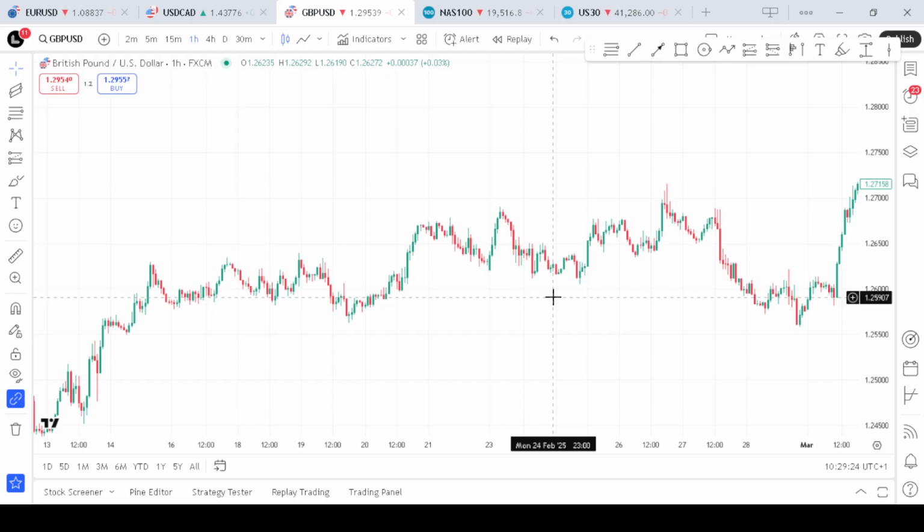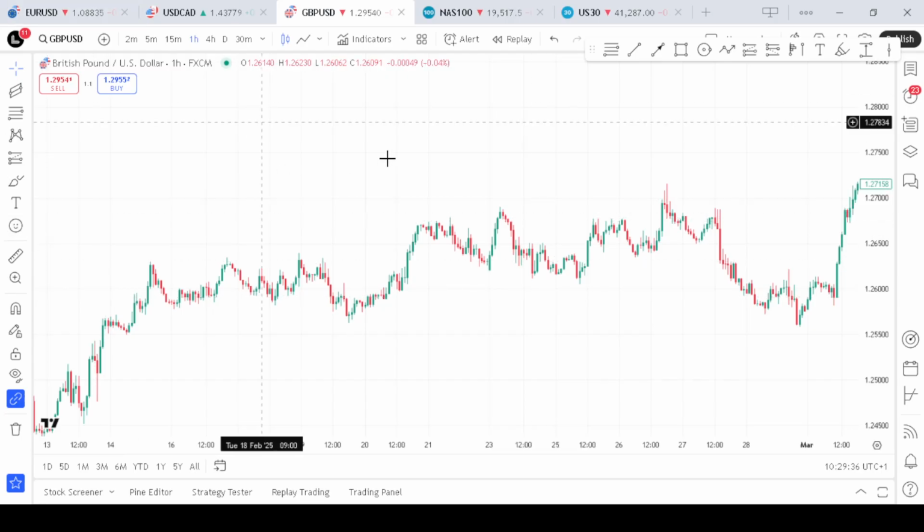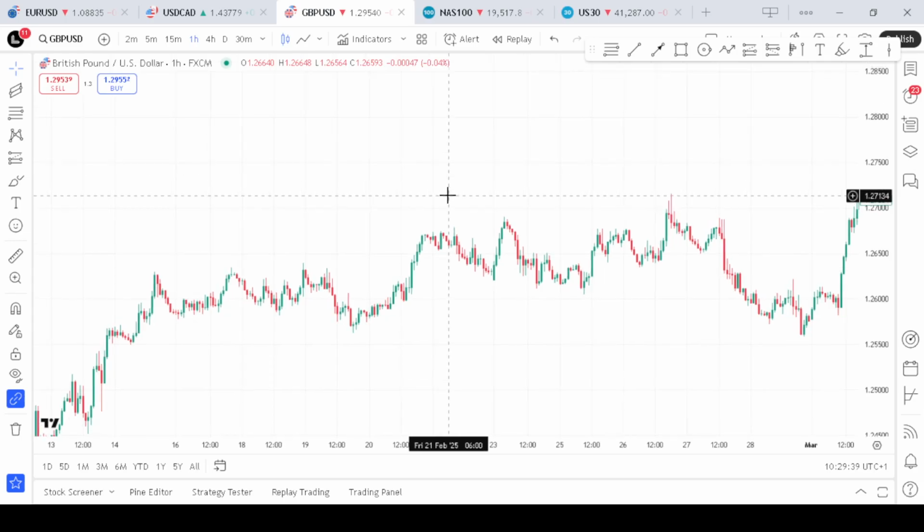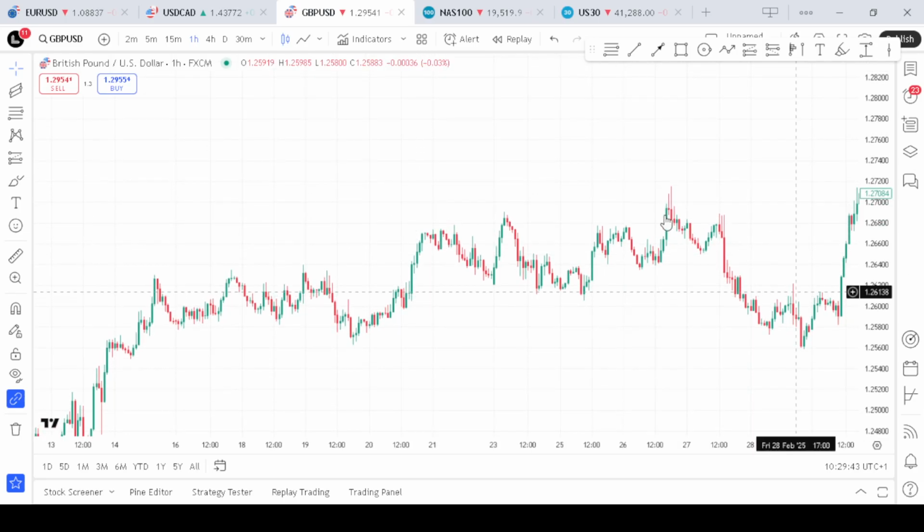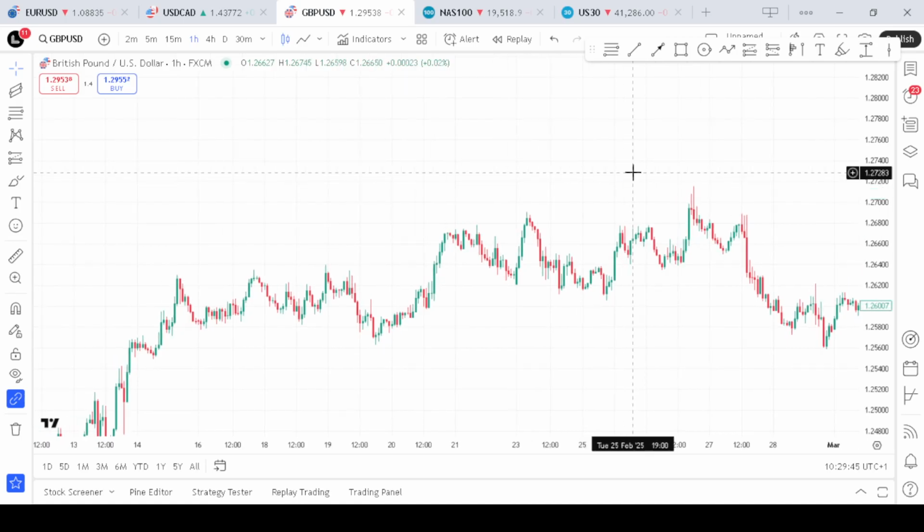So by the end of this video, you will understand what linear regression is and how to apply it to Forex trading, whether you are a beginner or an experienced trader looking to refine your strategies. This information will be valuable for your trading journey, so stay tuned. Let's get started as we unlock the potential of linear regression trading.